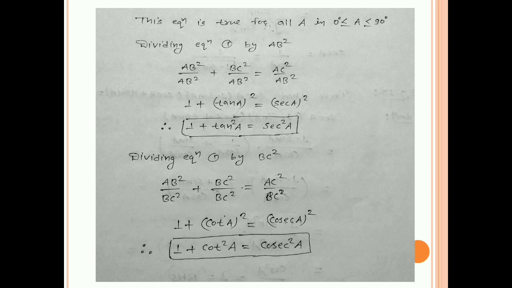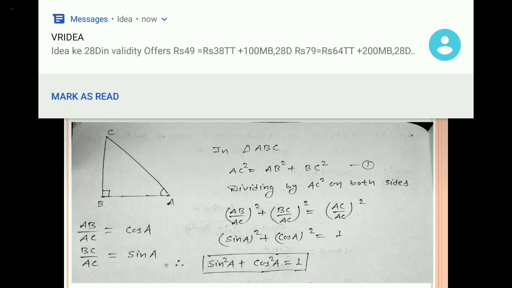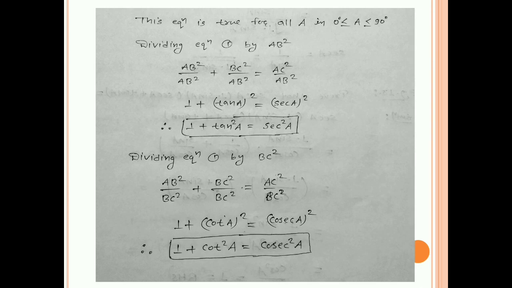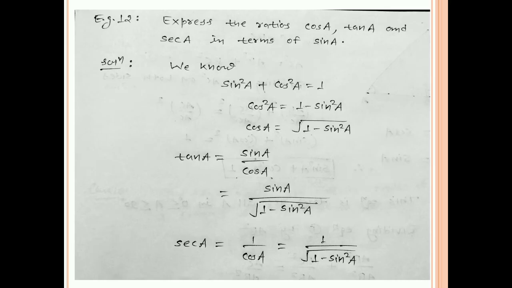First one is sin square A plus cos square A is equal to 1, and second is 1 plus tan square A is equal to sec square A, and third and last is 1 plus cot square A is equal to cosec square A. So now let's see some examples based on these trigonometric identities. In this example it is asked, express the ratios cos A, tan A and sec A in terms of sin A. So as we know, sin square A plus cos square A is equal to 1.